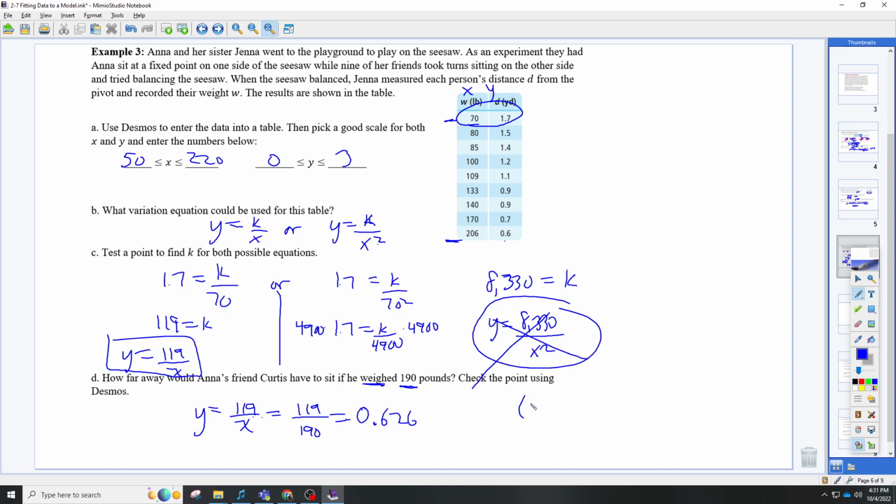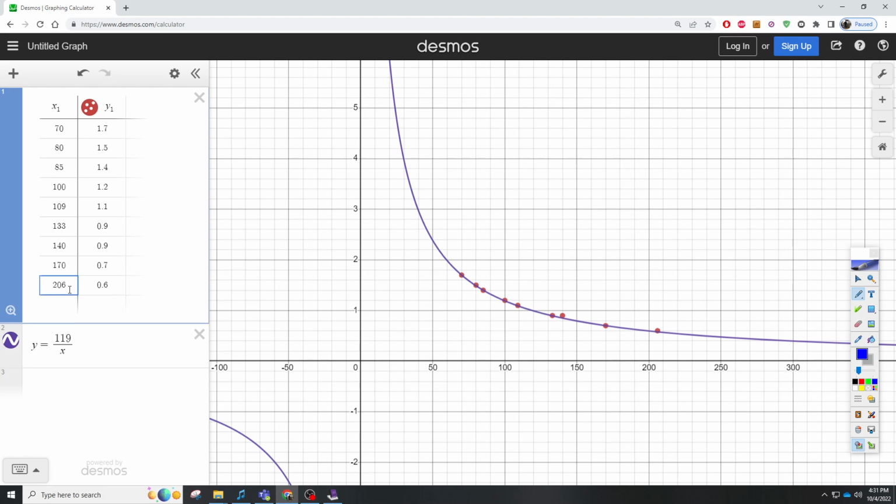And we're going to test our new point, 190, 0.626, to see how accurate that is. The next number was 3, so I didn't round up or down from there. I just kept it the same. So let's try that. 190, and then 0.626. I don't know if you noticed it pop up, but it's right there. And it's on our line.